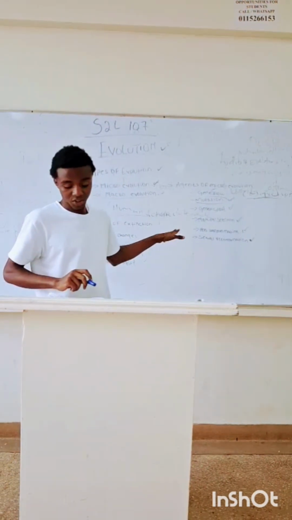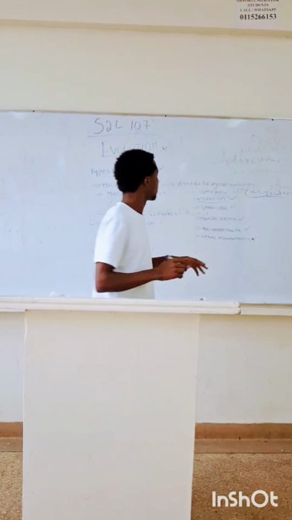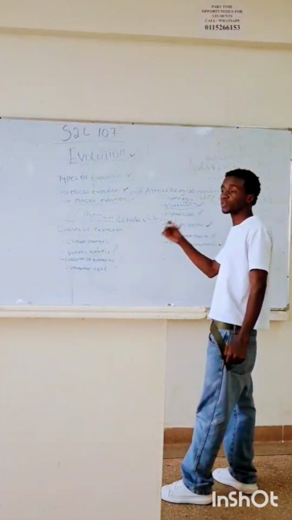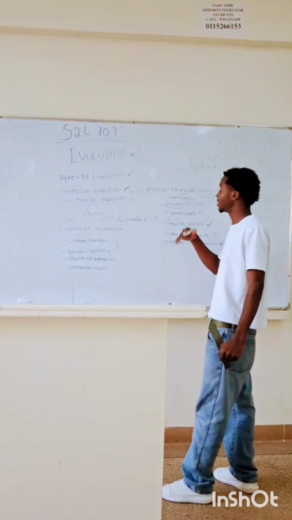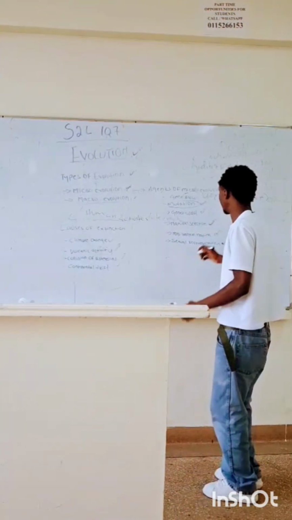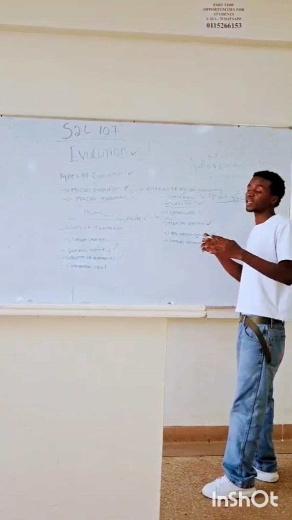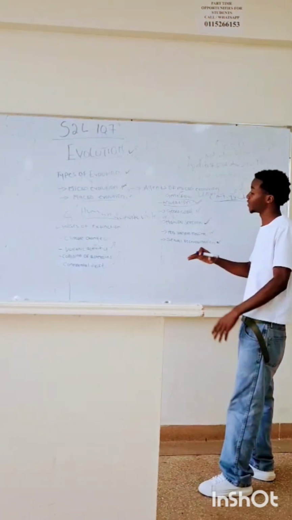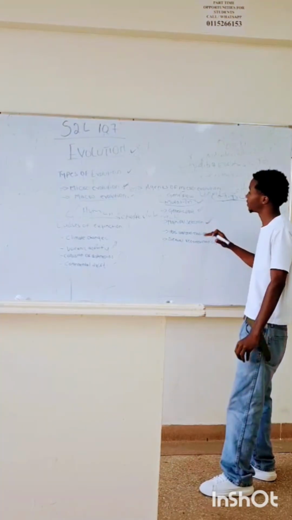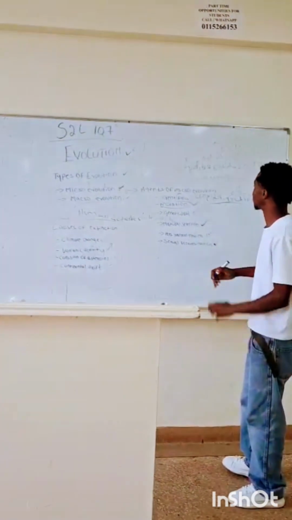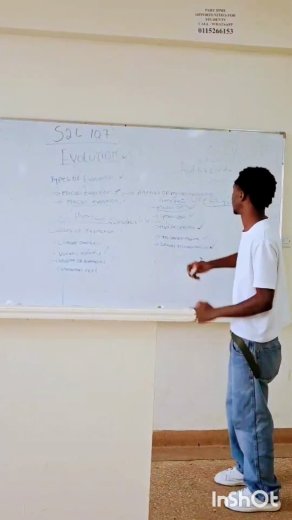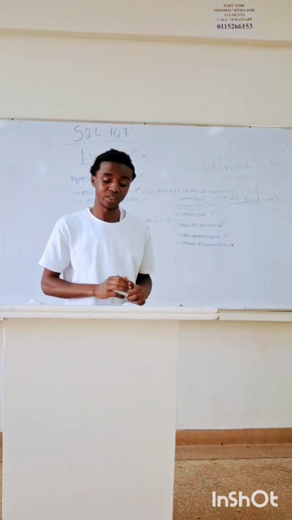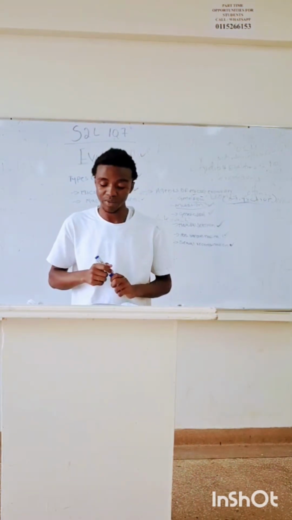So I'm going to move to natural selection. Natural selection favors individuals with advantageous traits. In short, the individuals that are able to survive a specific environmental condition are going to survive in that condition, showing microevolution.